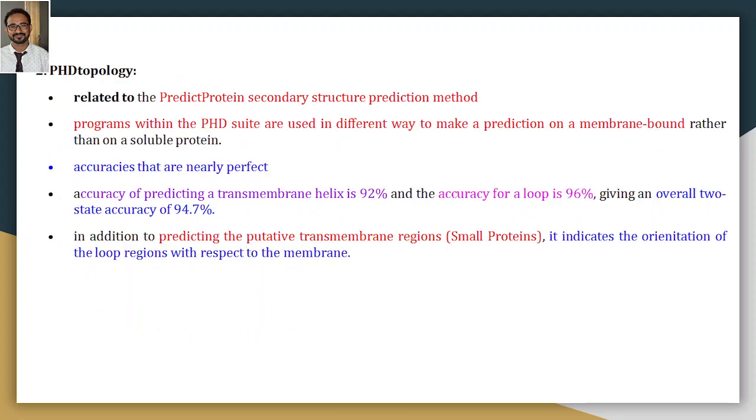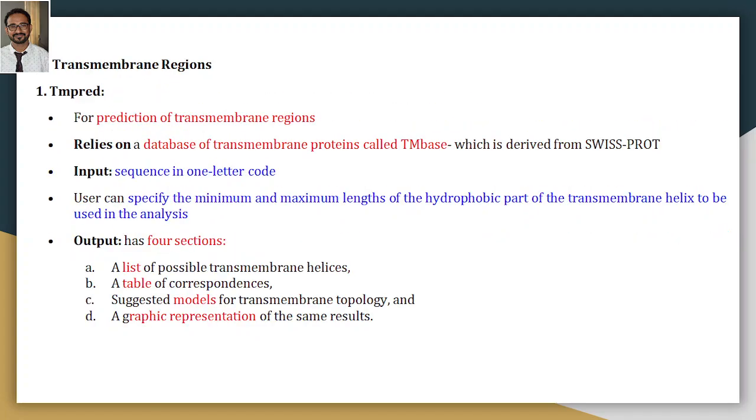We are having two things there: PhD topology and TM Pred. For prediction of the transmembrane regions, it relies on a database of transmembrane proteins called TM-base, which is derived from SwissProt. Again, the input will be the sequence in one-letter code. The user can specify the minimum and maximum lengths of the hydrophobic part of the transmembrane helix to be used in the analysis. Output has 4 sections.